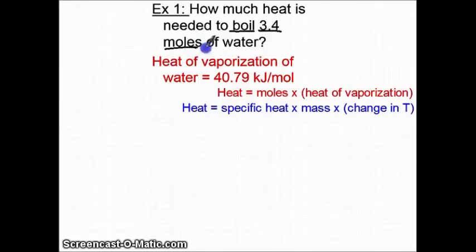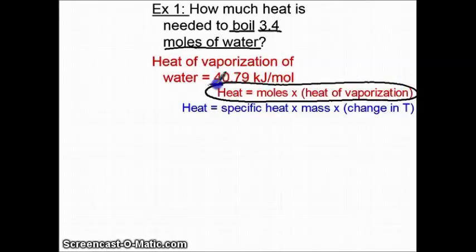For this particular problem, we're talking about boiling 3.4 moles of water. So we need heat equals moles times the heat of vaporization, because that's all we're looking at. We're not looking at how much heat it takes to raise the temperature of this water, just boil the water. So we're assuming that the water is already at the boiling point. So this is the equation that we're going to use: the heat equals the moles times the heat of vaporization. And that's what we're looking for.